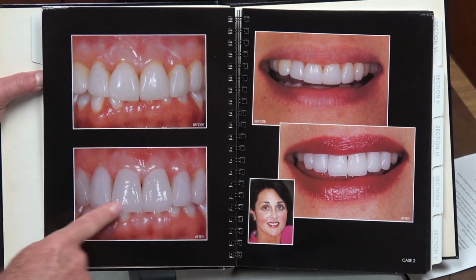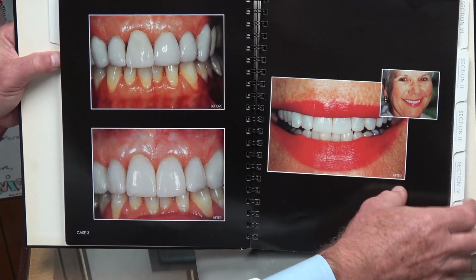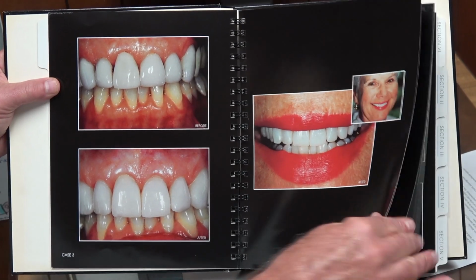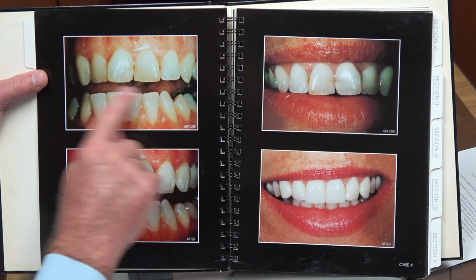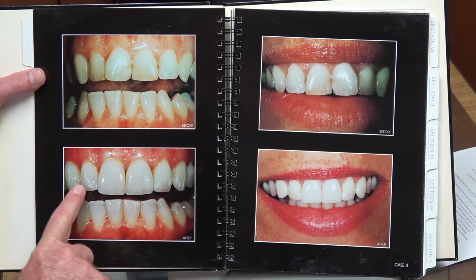Bad veneers, restored those with veneers, and replacing veneers there with these. Just a person with discolored teeth, a reverse curve, big composites, veneering those teeth. Second section is periodontal crown lengthening.